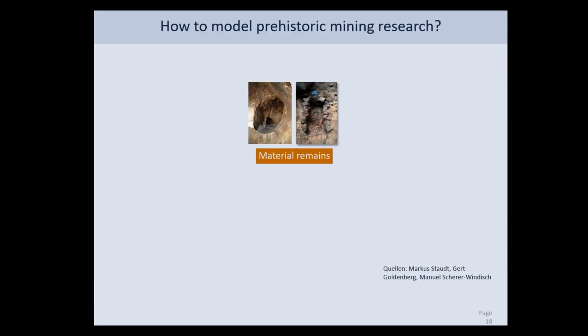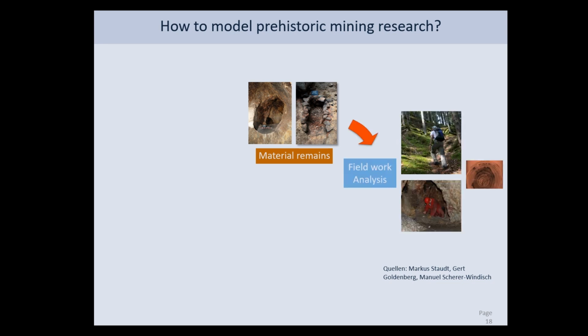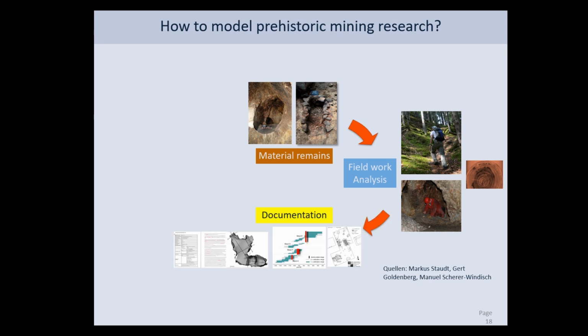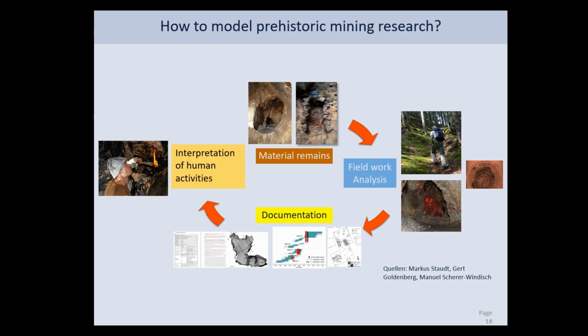The idea is we have our material remains as a starting point. We have field work and analysis on the finds, on the structures. Then comes the documentation of this field work, of the material remains, which leads us to the interpretations of human activities. What happened at the archaeological times? And these interpretations give a new light also on the material remains that have been found. With the interpretations, you see the things in a new light, making this a kind of a circle.